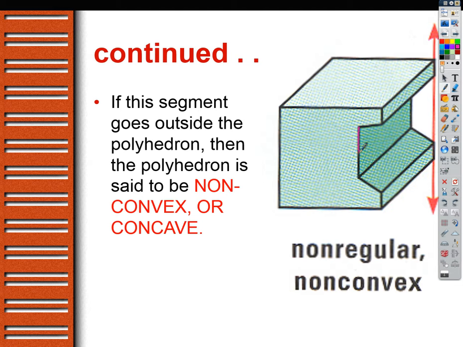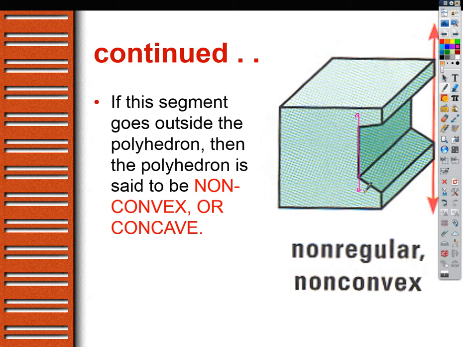If I extend this one, look what happens. It passes through one of the faces of the shape, doesn't it? That makes sense? So a concave polygon, or concave polyhedron, sorry, is going to have at least one of the faces that is a concave polygon, isn't it?